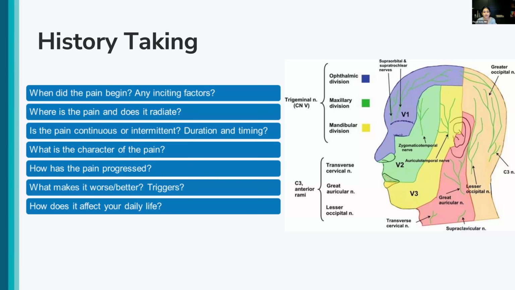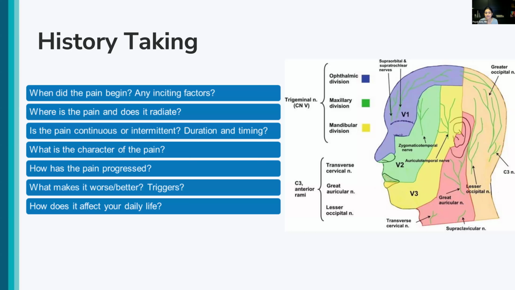I like to get an idea of how the pain has progressed over time. Has it continued to be episodic? Has it been present for some time? And has it changed into more of a chronic pattern? What makes it worse or better? Are there triggers? The triggers part is important because when we talk later about trigeminal neuralgia in particular, the presence of tactile triggers is part of the diagnostic criteria.